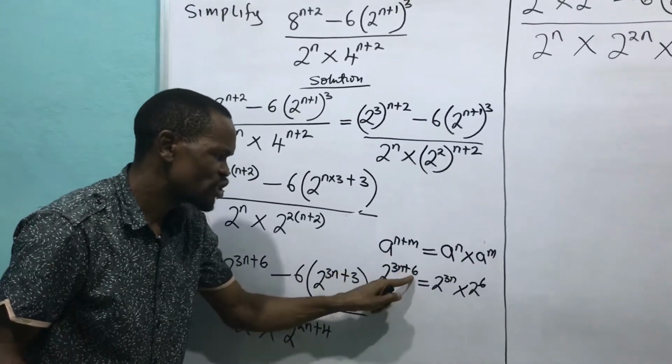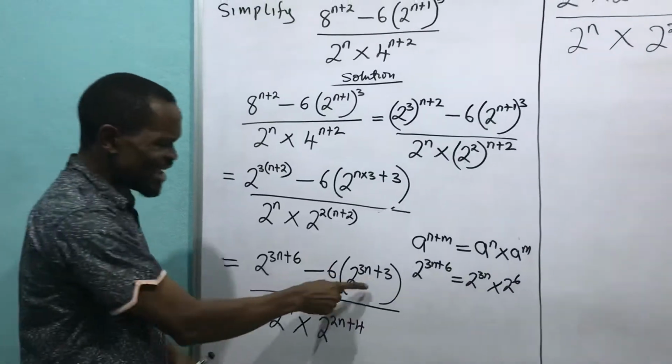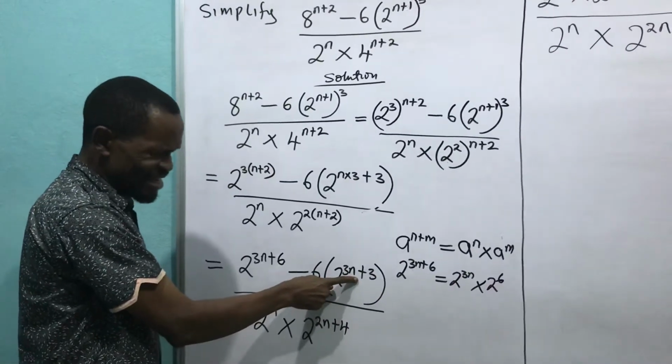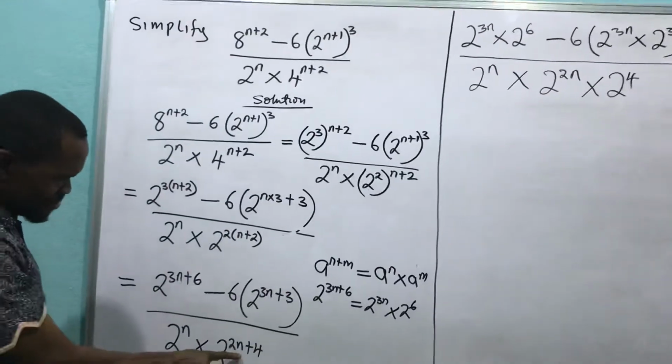This m is what 6. Then I expanded. That's what I did here. The same thing I do here. I did the same thing here by expanding this, and now what we are seeing over here, I did the same thing over here.